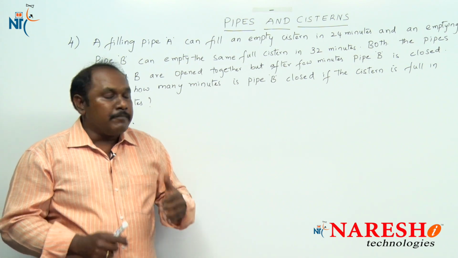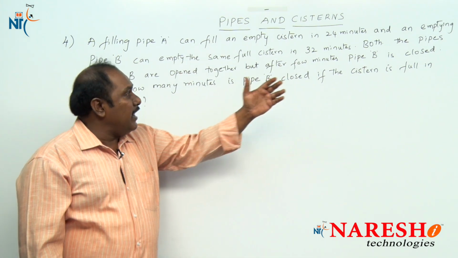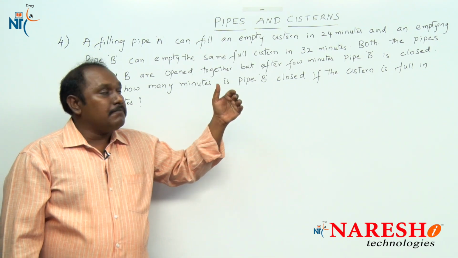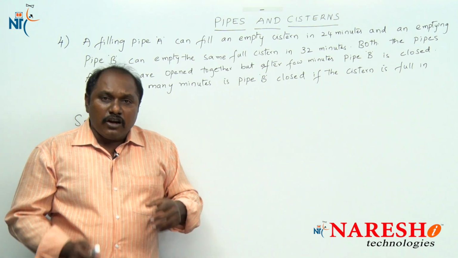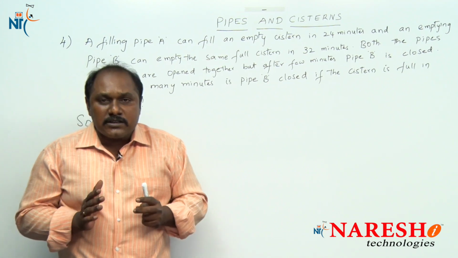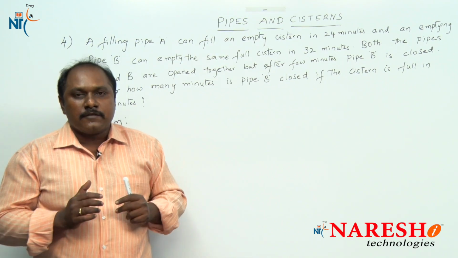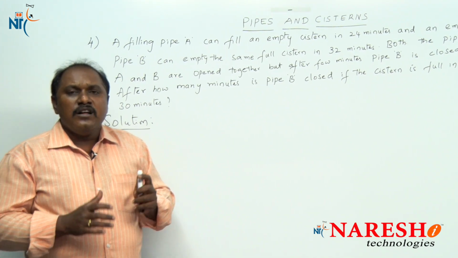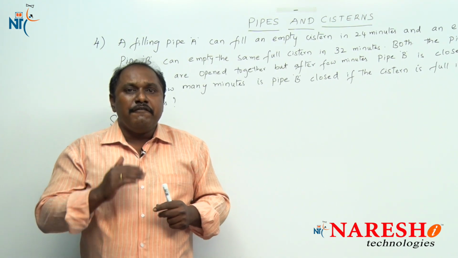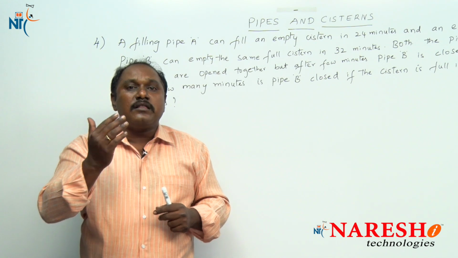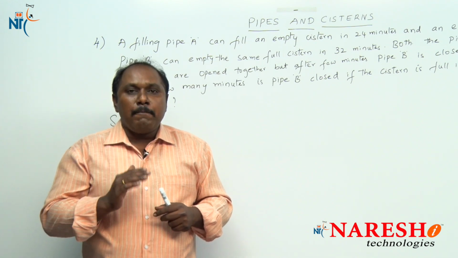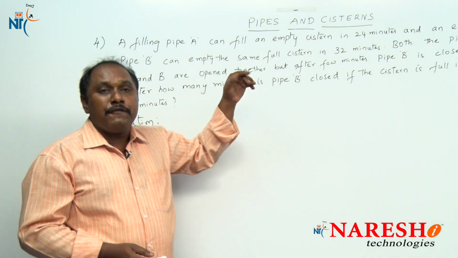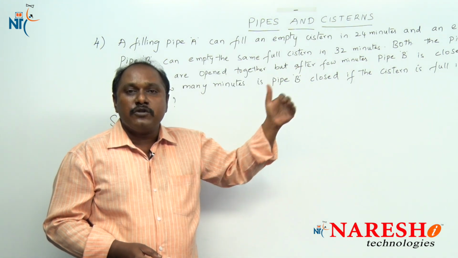Now coming to the problem. The problem is both the pipes A and B are opened together, but after a few minutes pipe B is closed. Now the question is, after how many minutes is this pipe B closed if the cistern is full in 30 minutes? So now analyzing the problem, which pipe is opened for all 30 minutes? Definitely pipe A is opened for all 30 minutes. Now here the duty of pipe A is to fill and the duty of pipe B is to empty.